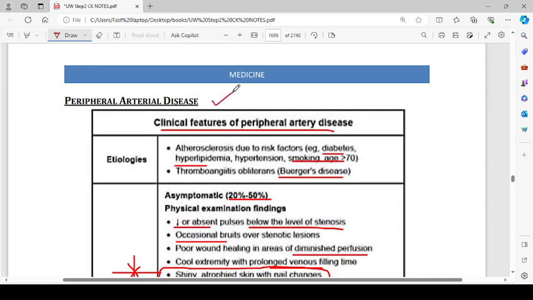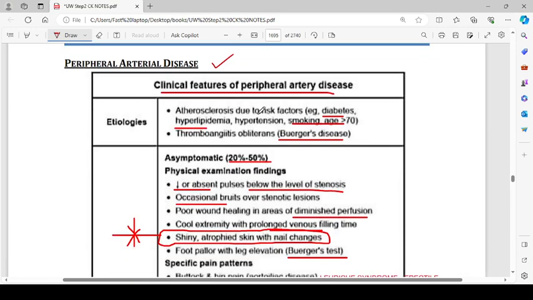Now let's talk about peripheral artery disease. It is atherosclerosis, right? It is the peripheral version of coronary artery disease. So basically in coronary artery disease, we are having atherosclerotic blockage of the coronary arteries. If the atherosclerotic blockage of some peripheral artery is happening, it happens mostly in the legs. So that is called peripheral artery disease.